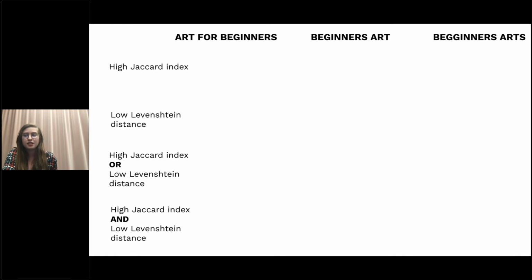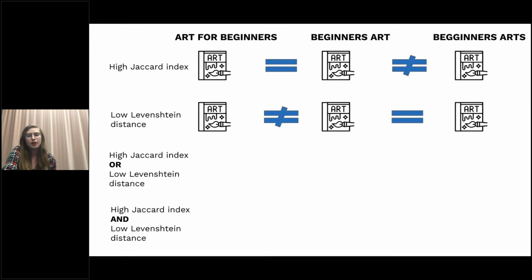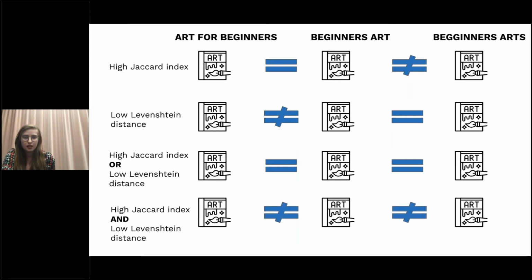And we get completely different outputs according to what rule we decide to use. If we go for a high Jaccard index, for example, we'll only get one pair matched. Low Levenshtein, same. If we're fine with either, we'll get all of them. And if we want both of them, we'll get no matches. At this point, that's really up to you. There's a lot of trial and error. And again, it's a lot of knowing what you want to get out of your entity resolution pipeline.